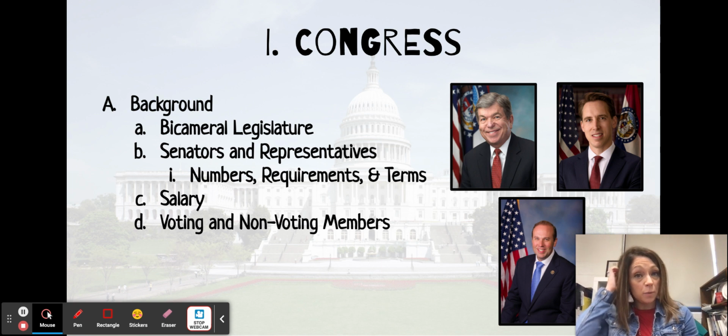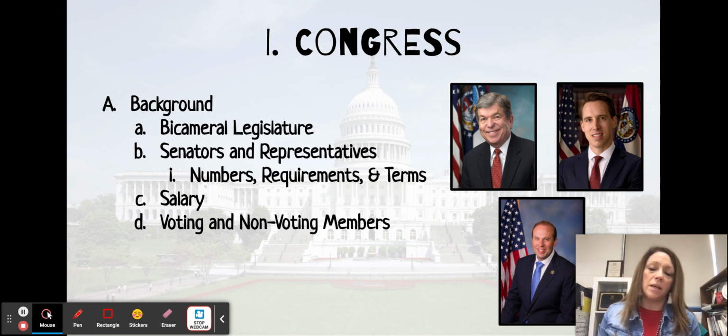So Congress, we know, is a bicameral legislature, which means that it's made up of two chambers. The Senate is sometimes called the upper house of Congress, and the House of Representatives would be the lower house of Congress. So bicameral, two chambers. Our Congress is made up of senators and representatives, and senators serve different term lengths than representatives, and they also have different requirements for office than representatives do.